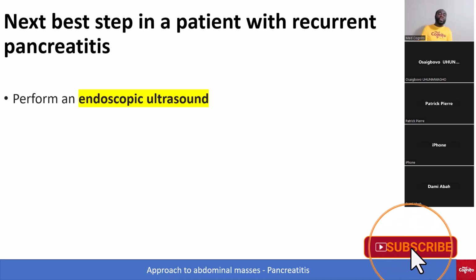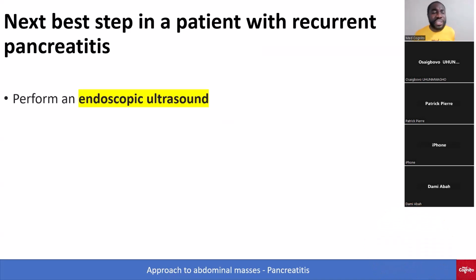Now, what do you do if you have a client who has recurrent pancreatitis? Recurrent pancreatitis. What you need to do, your next best step should be endoscopic ultrasound. Recurrent pancreatitis, then that patient should get endoscopic ultrasound.